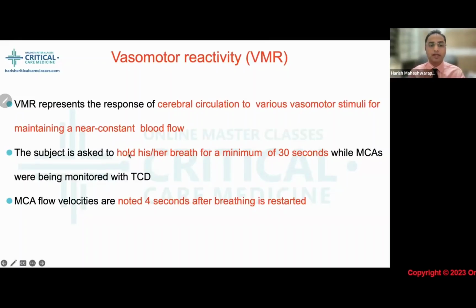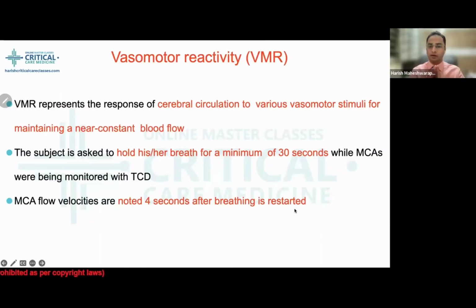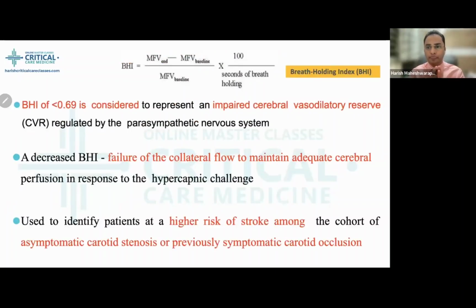So the subject is asked to hold his or her breath for a minimum of 30 seconds while the MCA is being monitored with TCD. You are doing a transtemporal study, getting an MCA waveform. You have to tell them to hold the breath for 30 seconds minimum. MCA flow velocities are noted 4 seconds after breathing is restarted. After 30 seconds, you tell the patient on whom we are performing the TCD to start breathing. 4 seconds after, you need to see the MCA velocity, the MCA waveform.